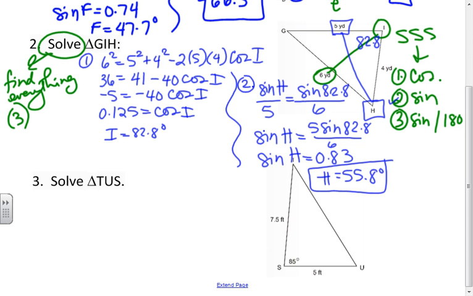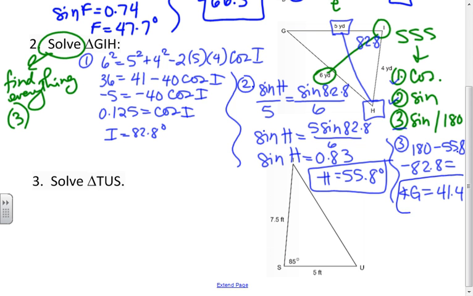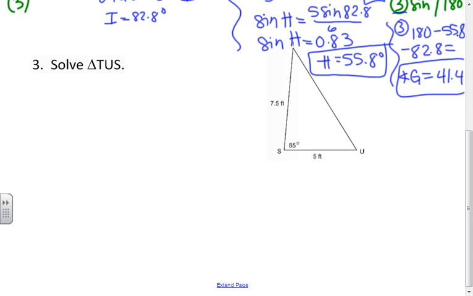So I did this one, I did this one. Now I can either use the law of sines again, or I can subtract from 180. And if I say 180 minus 55.8 minus 82.8, then angle G is equal to 41.4. And I have solved my triangle.